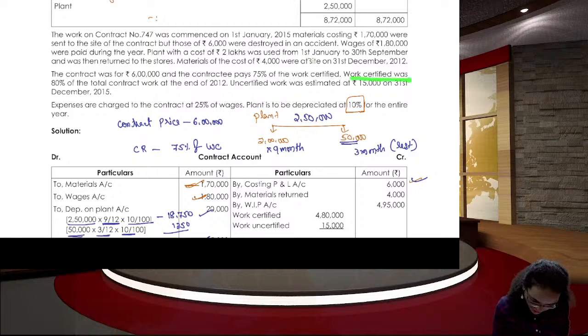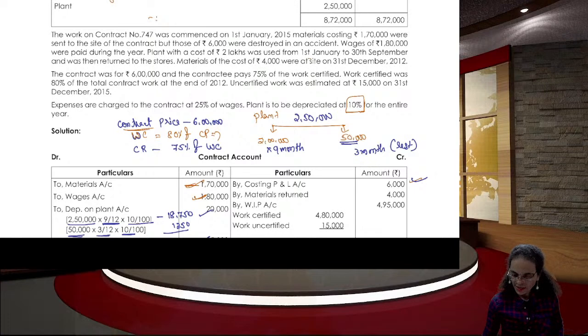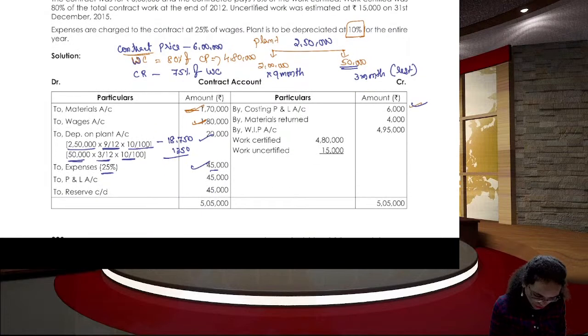Next, work certified was 80% of the total contract. Work certified is how much? Work certified is 80% of the contract price. 6 lakhs into 80% is 4,80,000. Right? So work certified is 4,80,000.